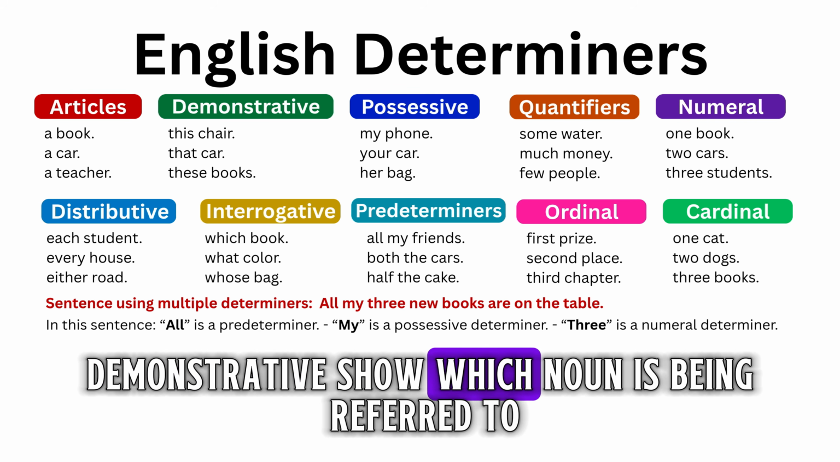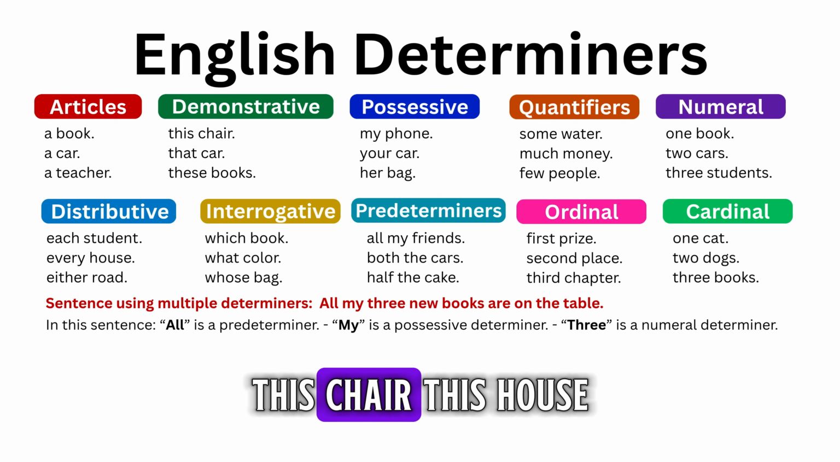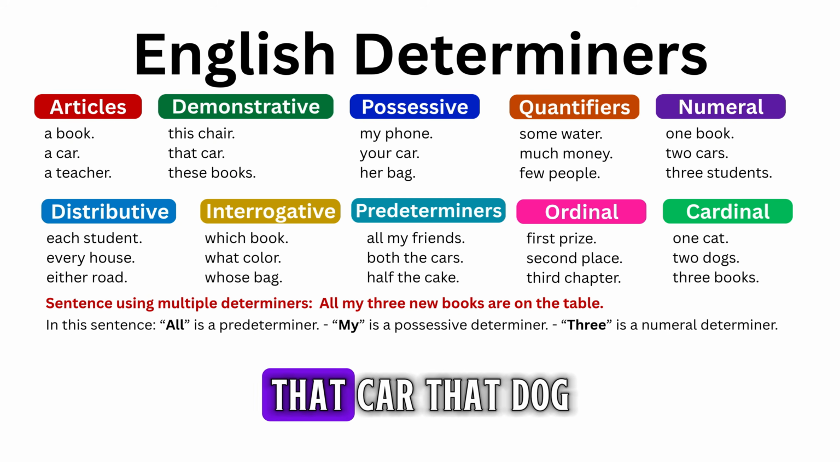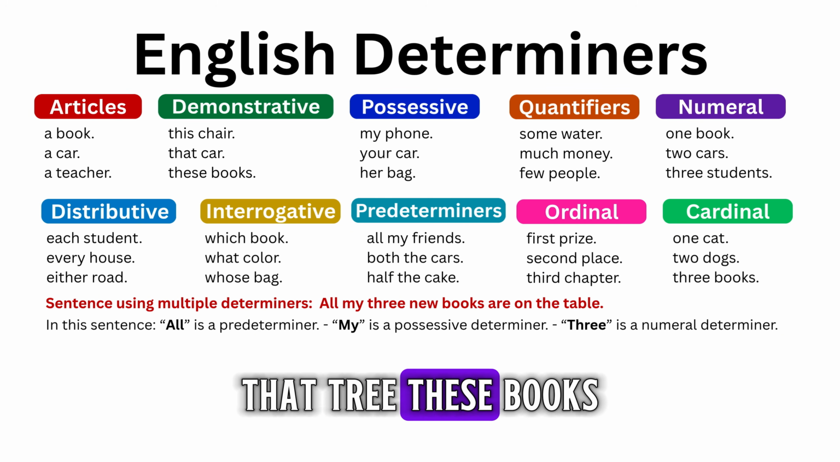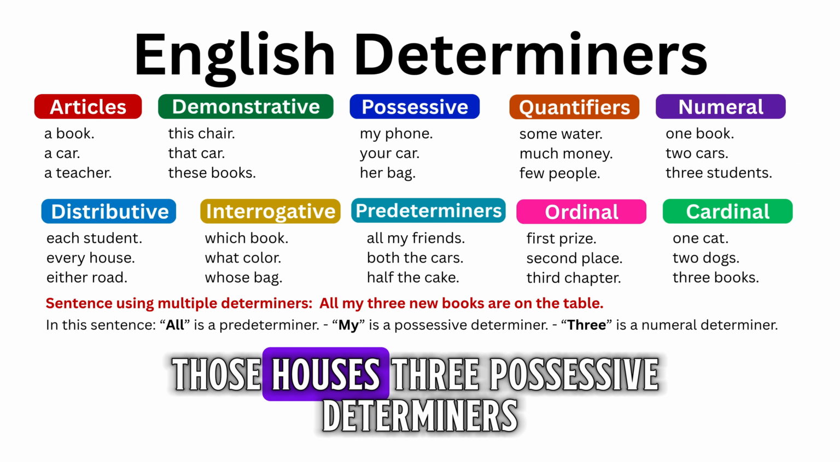2. Demonstrative determiners. Demonstratives show which noun is being referred to. For example, this book, this chair, this house, that car, that dog, that tree, these books, these students, those cars, those houses.